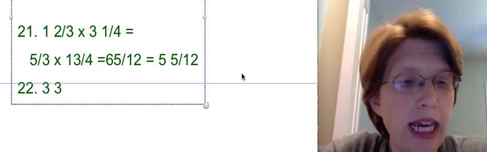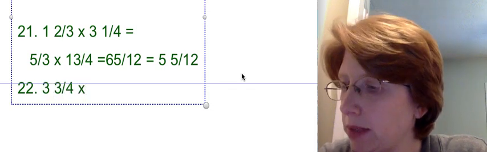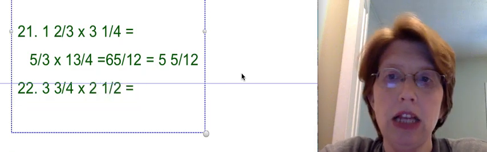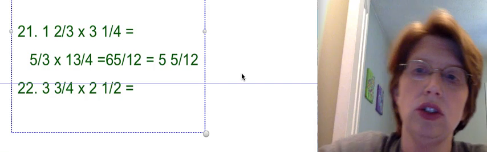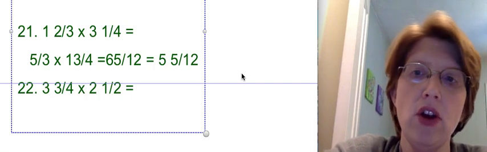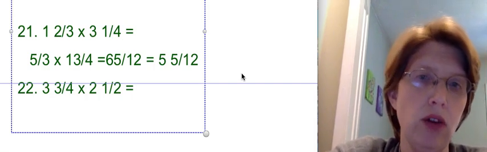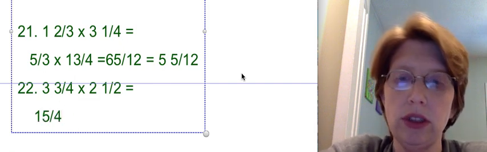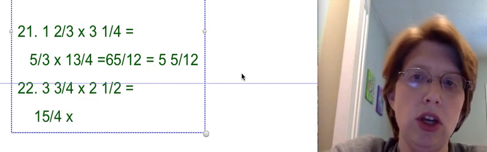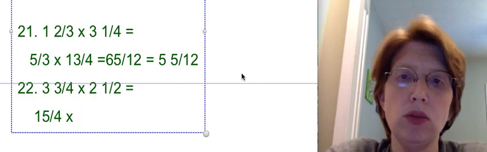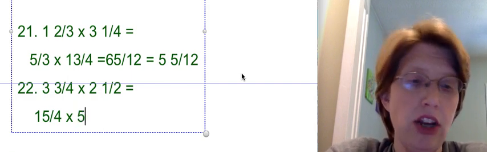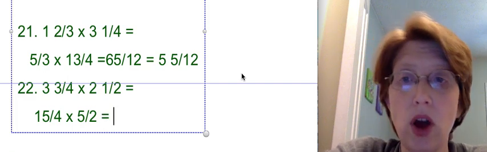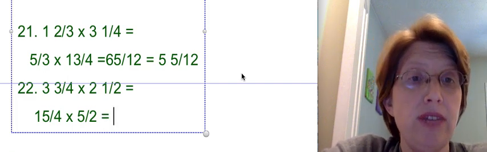3 3/4 times 2 1/2. Change those fractions. Start with the bottom denominator here. 4 times 3 is 12, plus 3 more, 15/4 times, let's do this one. 2 times 2 is 4, plus 1 is 5. Slide it over that 2. Multiply straight across. 15 times 5.